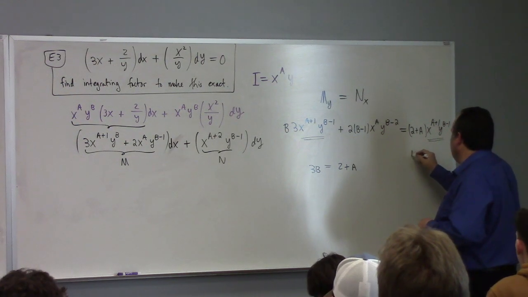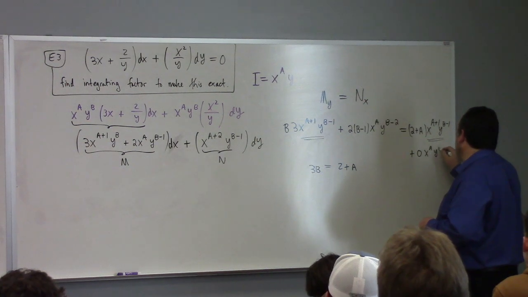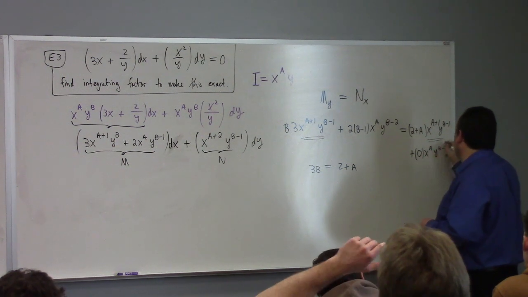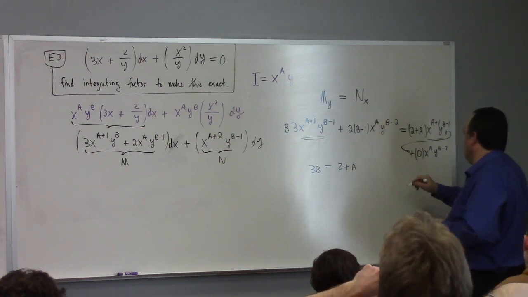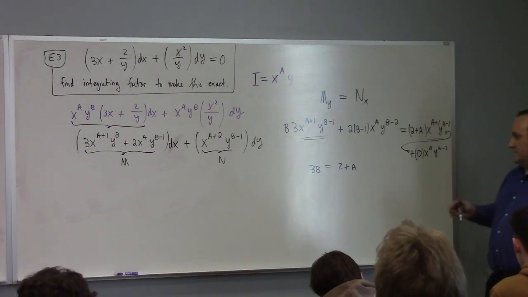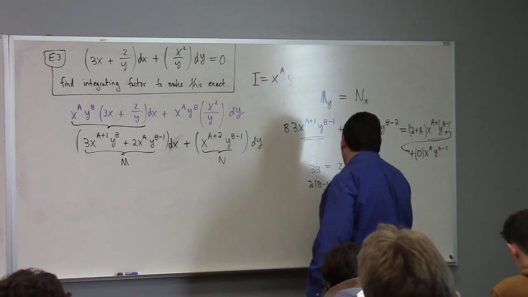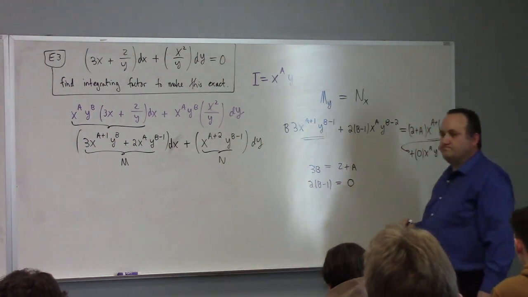So there is technically a 0 times x to the a, y to the b minus 2 here. I don't know if you can see it or not, but it's there. And so in order for these two to match up, we need that 2 times b minus 1 is equal to 0.